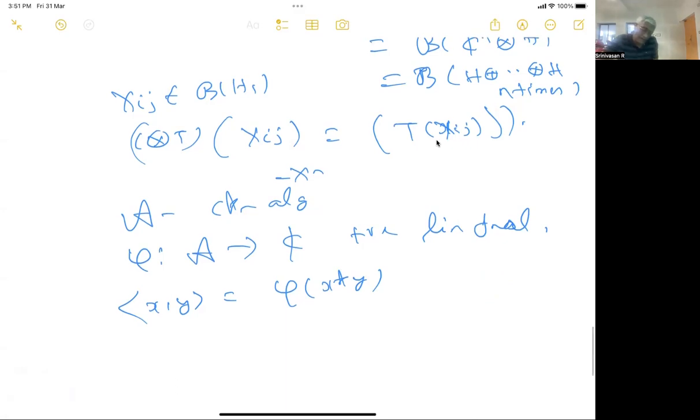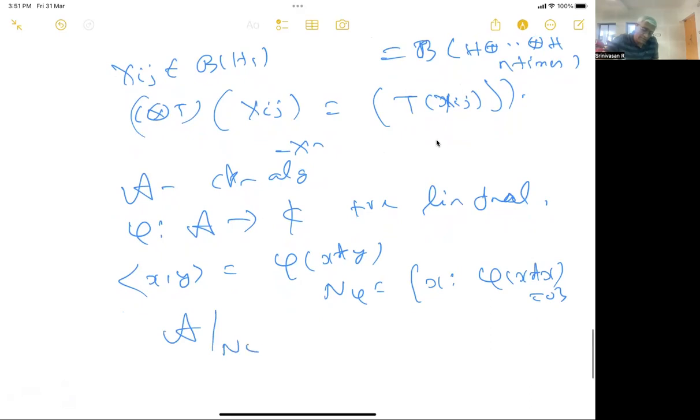Then you take the kernel N phi, equal to all those X such that phi of X star X equals 0. Then A quotiented by N phi will have an inner product, and then just complete it with respect to the inner product and call it H phi. On this H phi, you can represent A as left multiplication. Faithfulness of the representation does not need phi to be faithful. So you get a nice representation.